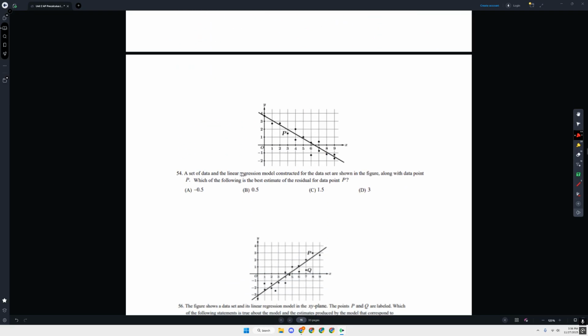From there, we see that it says a set of data and the linear regression model follows with these data points, which is the residual for the data point P. And we see that our actual is up here and our predicted is on the line, and our actual is over here, which means it's negative because our actual is less than our predicted. So it would be negative.